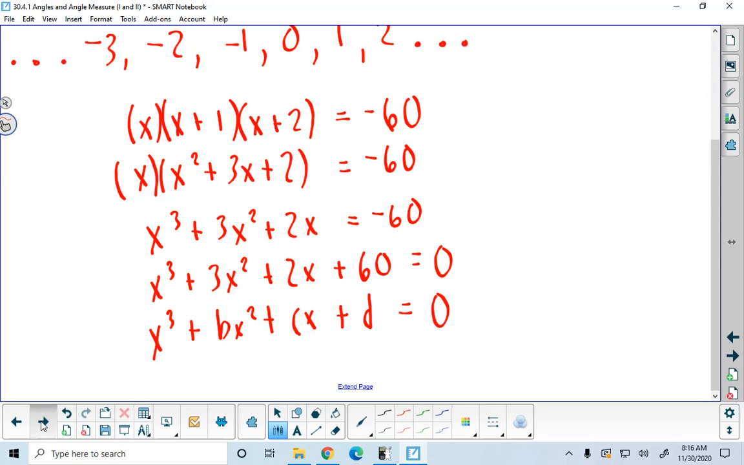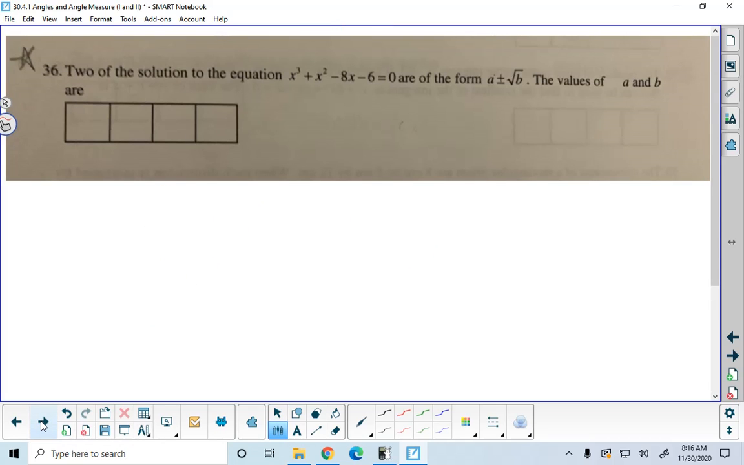The next question that you asked about was number 36, and it says two of the solutions to the equation given are of the form a plus or minus root b. So I guess what we have to do here is solve this equation, and you're going to do that by using the factor theorem combined with synthetic division.